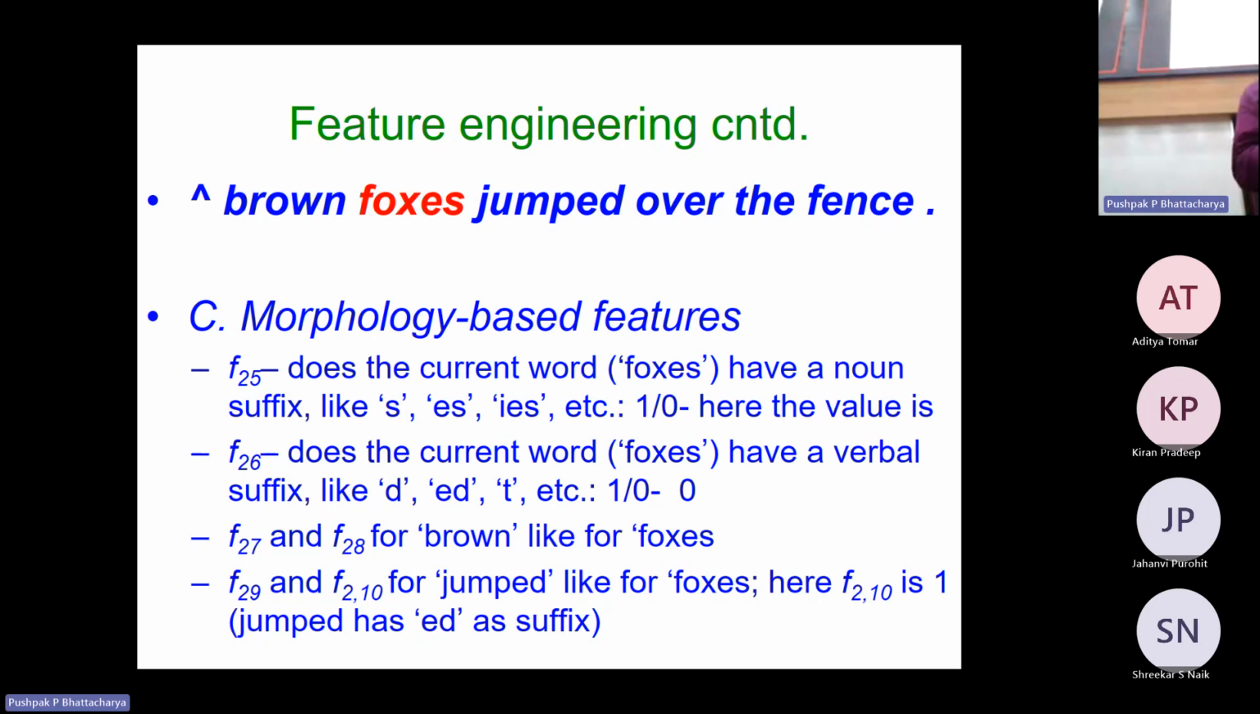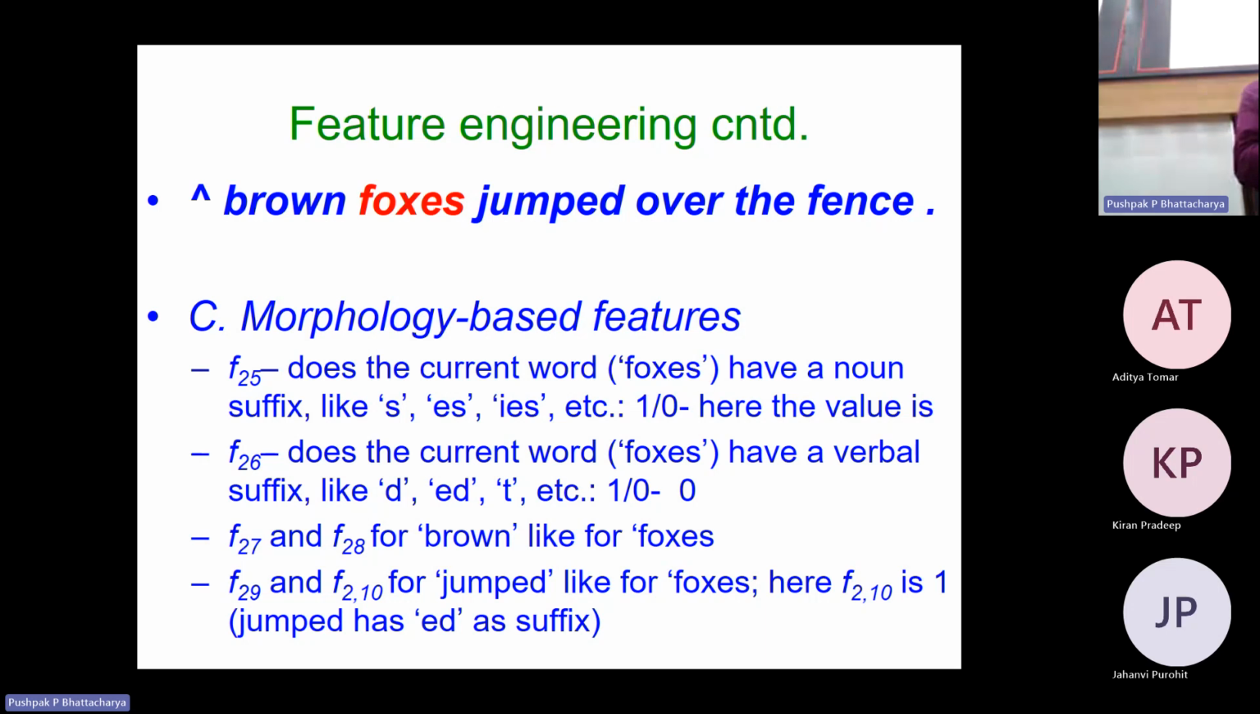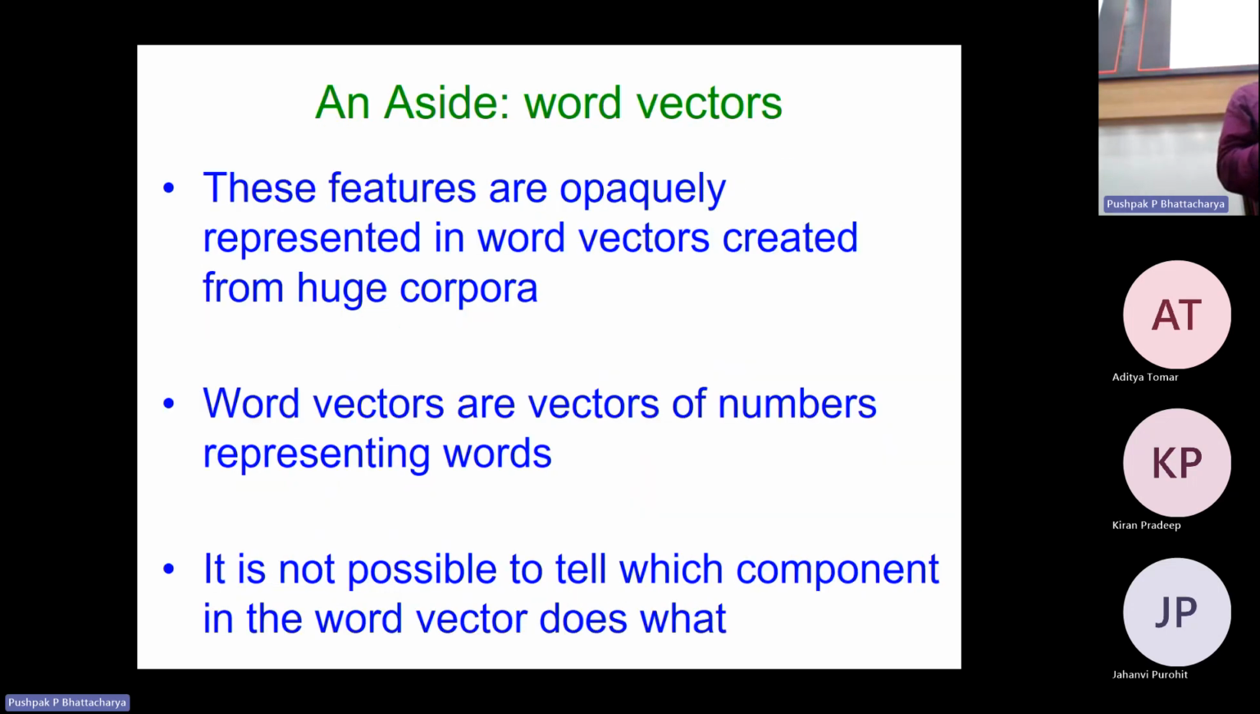F27 and F28 for brown, like for foxes. So we get these morphological features of the previous word also. And F29 and F210 for jump, like foxes. Here, F210 is 1. Okay, so jump has ed as suffix. So we're doing detailed feature engineering. What else? These features are opaquely represented in the word vectors created from huge corpora.